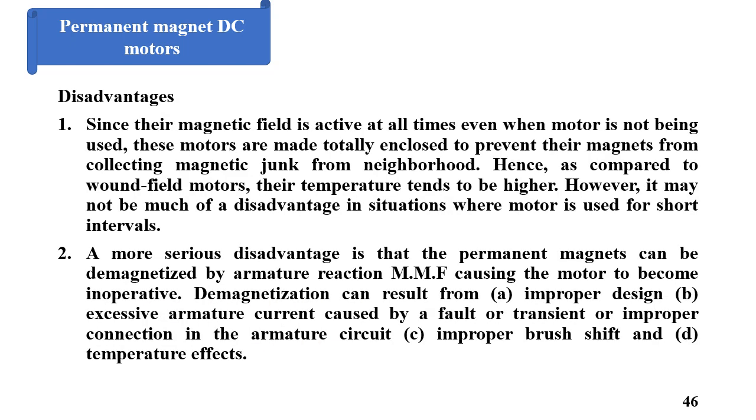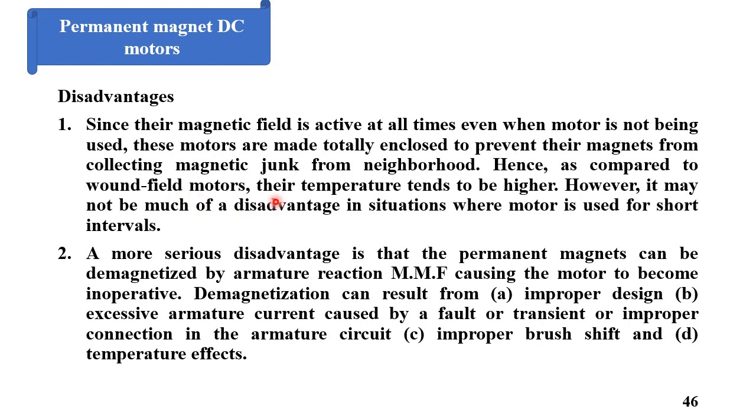The main disadvantages of this type of motor: since the magnetic field is active all the time, when the motor is not being used, the motor is made totally enclosed to prevent the magnets from collecting magnetic junk. Any ferromagnetic material can be attracted to this type of motor from the neighborhood. So these motors must be totally enclosed to prevent the magnets from attracting magnetic junk.